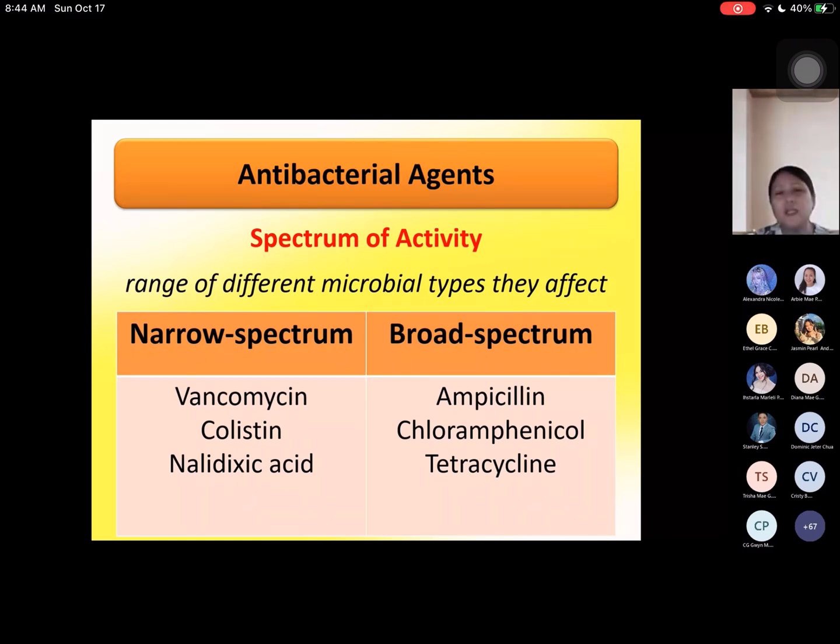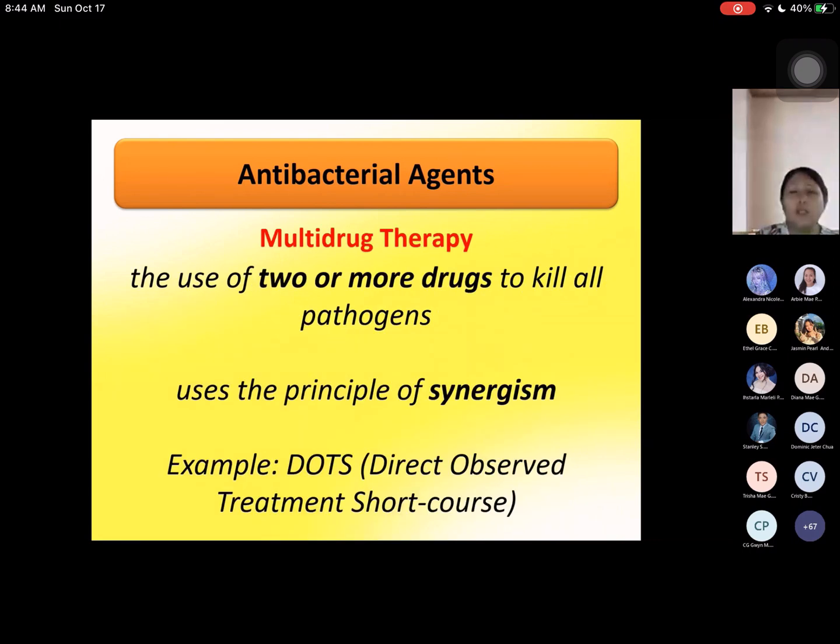How about multi-drug therapy? This is the use of two or more drugs to kill all pathogens. It uses the principle of synergism. You still remember the principle of synergism? This is where the combined effect of both drugs produces a greater antibacterial activity compared to the individual action of each drug. So that is the principle of synergism, the use of a combination of drugs.